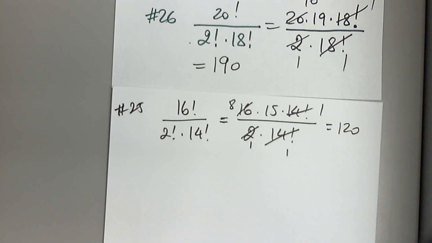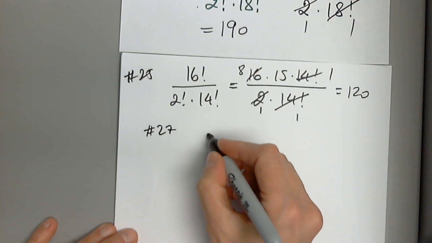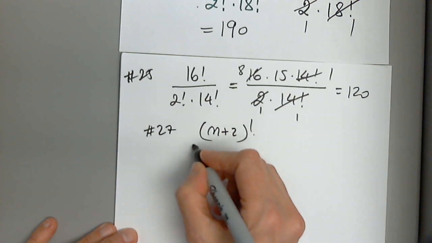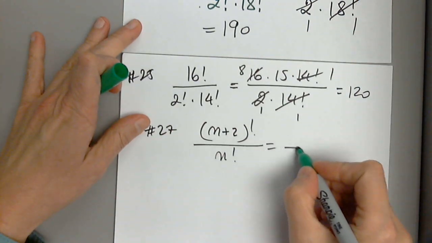Now here's one. Problem 27: n plus 2 factorial divided by n factorial. You cannot put this in the graphing calculator. So we need to know how to simplify this. Which of these two is bigger? Exactly, it's n plus 2. How will you break it down? And where will you stop?